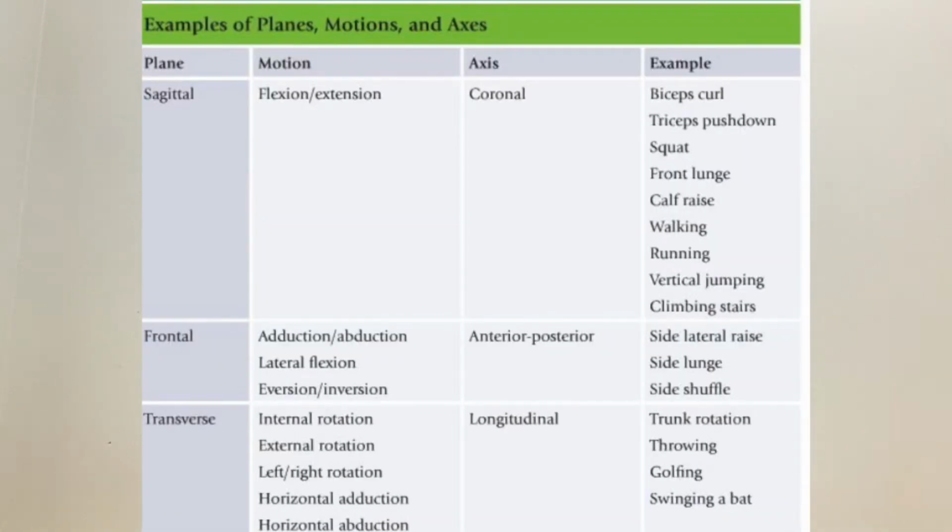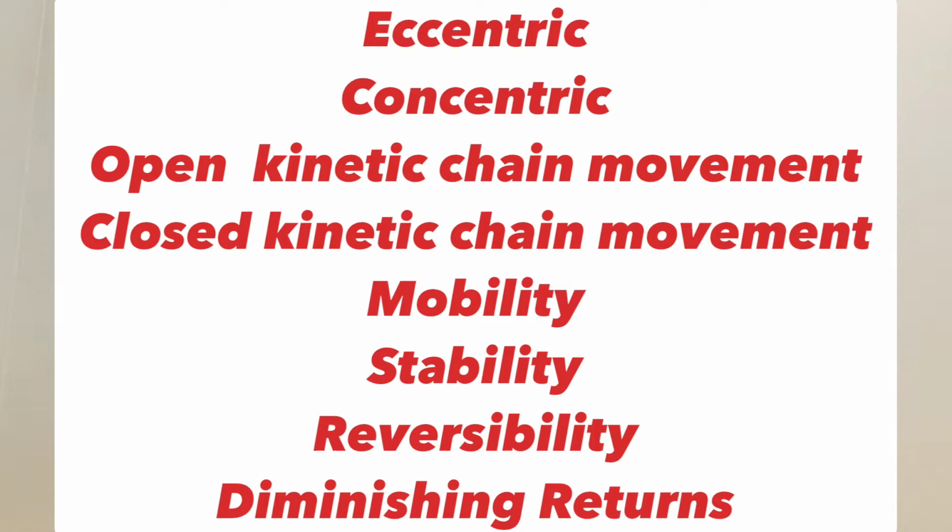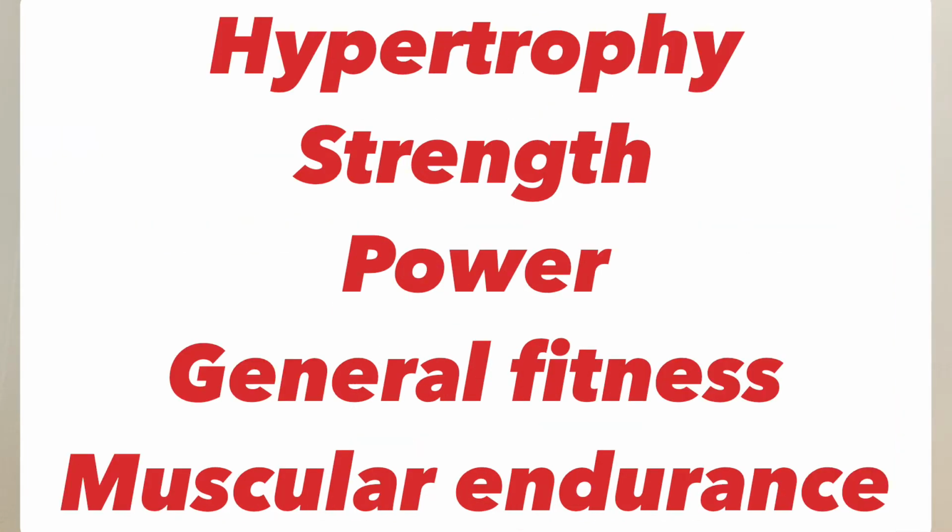You want to know the sagittal plane, the frontal plane, the transverse plane. So you need to know what each group consists of, what motions you'll be making with these groups. You also want to know what eccentric action is, concentric action, open kinetic chain movement, a closed kinetic chain movement. You want to be able to know the difference between mobility and stability. Make sure you know what reversibility means and diminishing returns. You want to know the difference between training for hypertrophy, strength, power, general fitness, and muscular endurance.